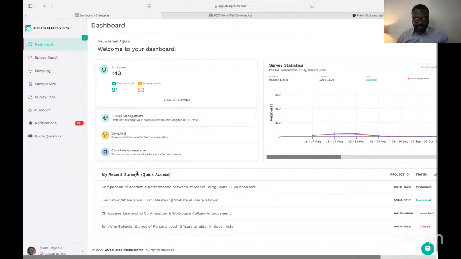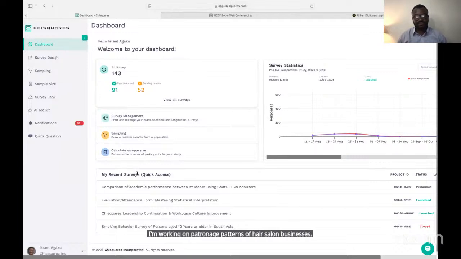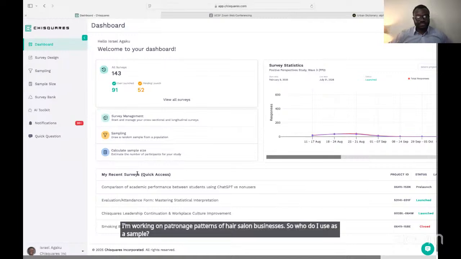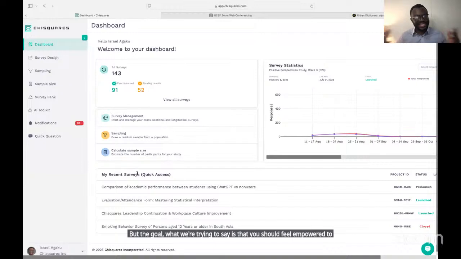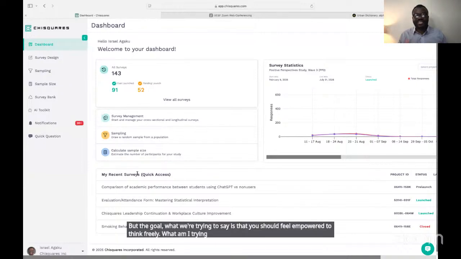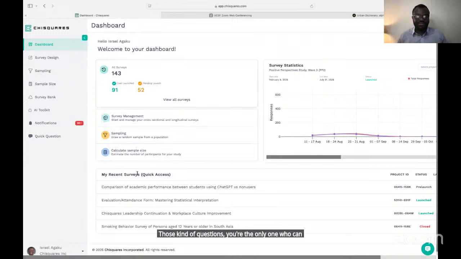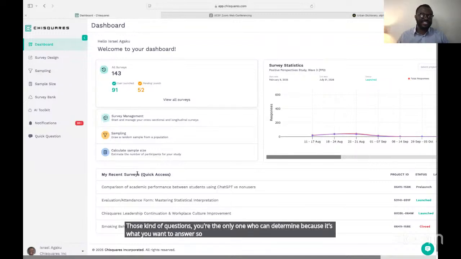I'm working on patronage patterns of hair salon businesses. So who do I use as a sample? The female customers or the female hair salon business owners? You can use whatever you want. It depends on what your research question is. The goal is that you should feel empowered to think freely about what you are trying to answer. You're the only one who can determine that, because it's what you want to answer. Nobody else can make those decisions for you. You can decide to use any of them or even both of them.